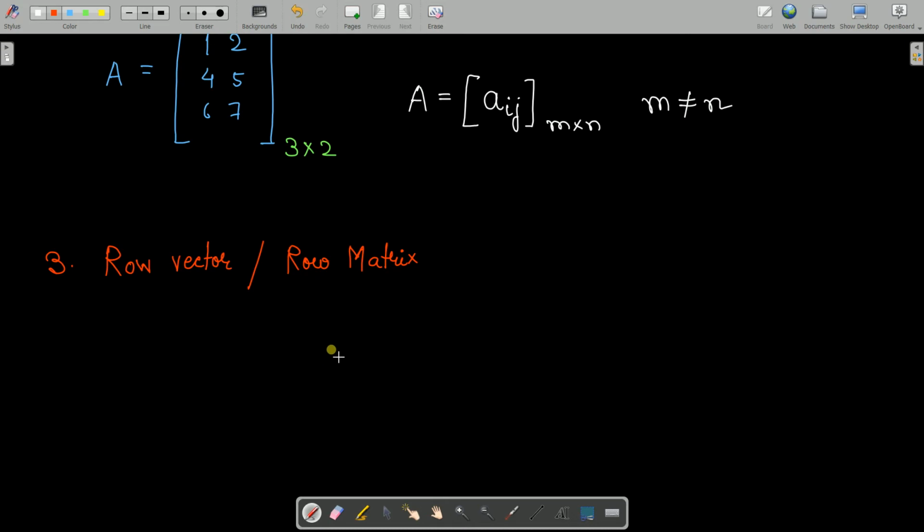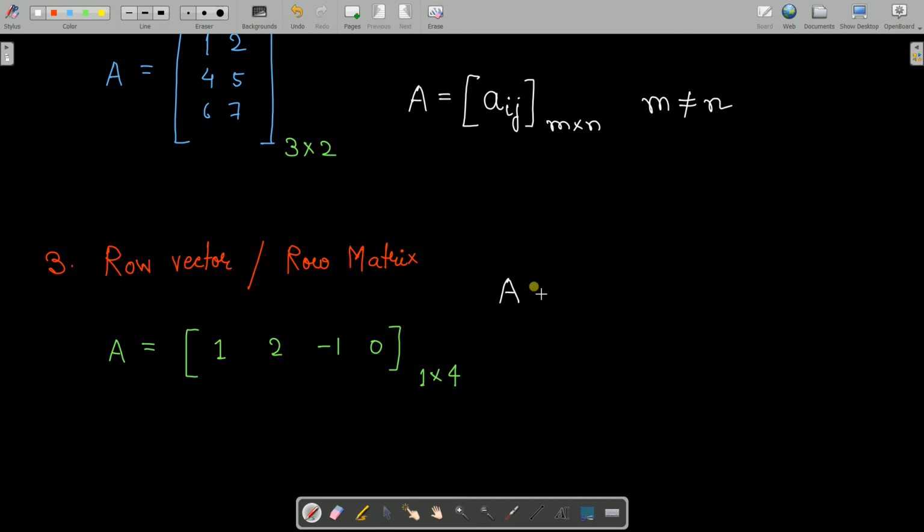Okay, a row vector or a row matrix. What does it mean? It means it will have a single row, say 1 2 minus 1 0. How many rows are there? Only one row, so I will write 1. How many columns? 1 2 3 4, so 1 cross 4. So it should have a single row, that's it.